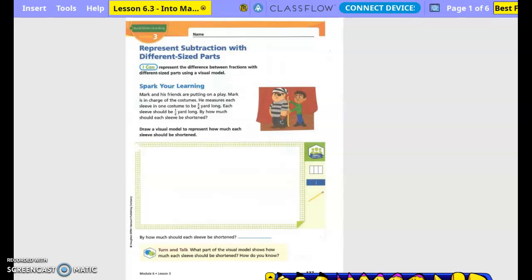Fifth grade Ancient Math Lesson 6.3. Represent subtraction with different sized parts. I can represent the difference between fractions with different sized parts using a visual model.